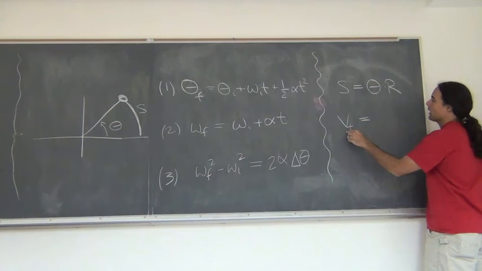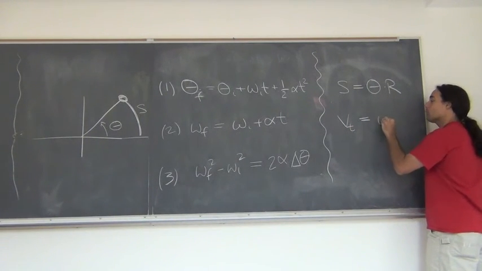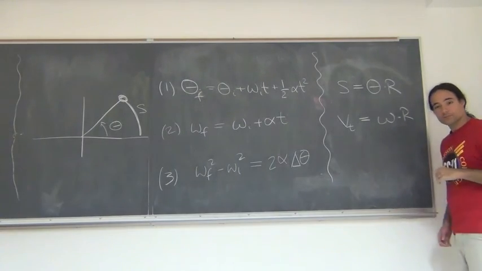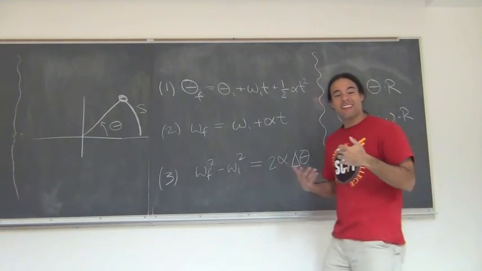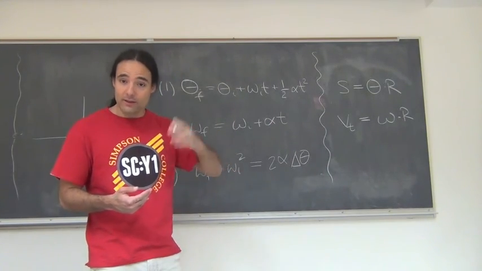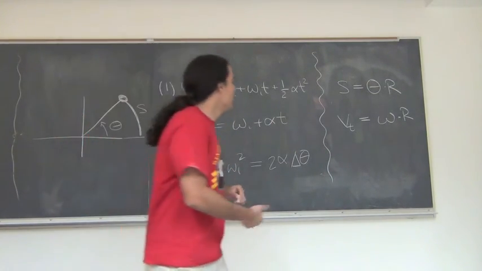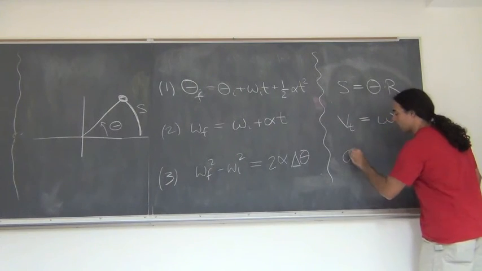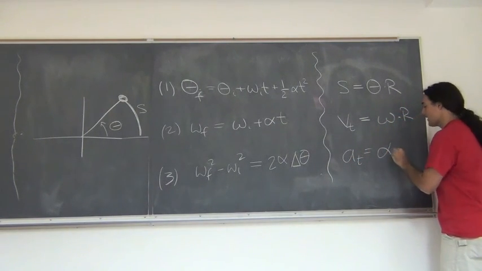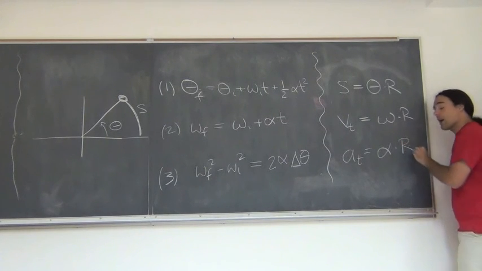My tangential velocity is just going to equal my angular velocity times the radius. And if I want to know my tangential acceleration, how much I'm accelerating along the edge of the circle, again, it's just going to be written by the angular quantity, in this case the angular acceleration, times the radius.